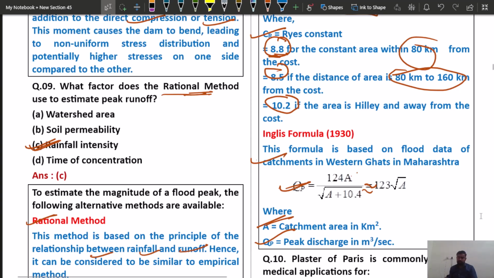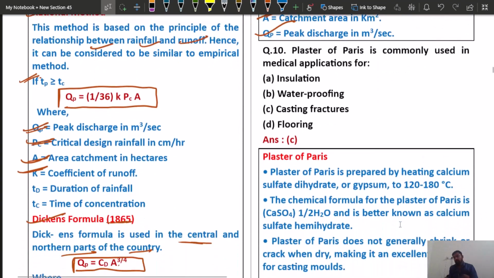Now proceeding to the next question. Plaster of Paris is commonly used in medical applications for what? So why do we use plaster of Paris? The options are insulation, waterproofing, casting fractures, flooring.